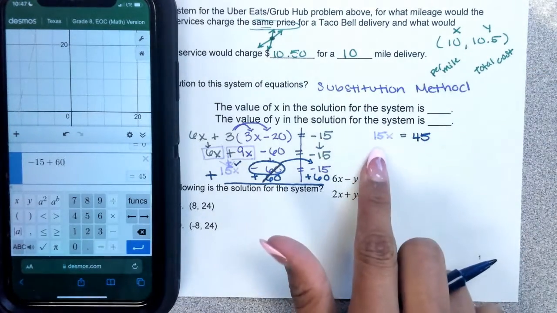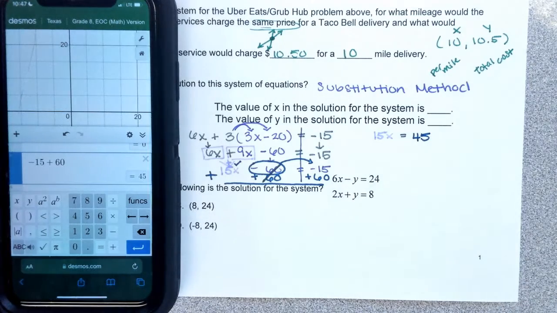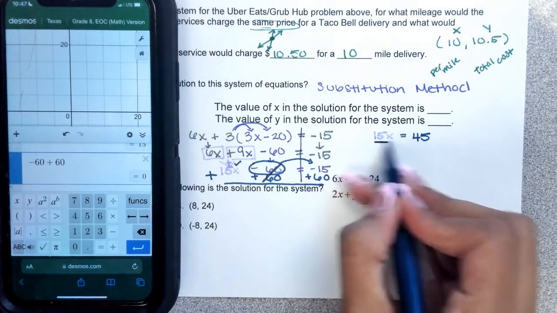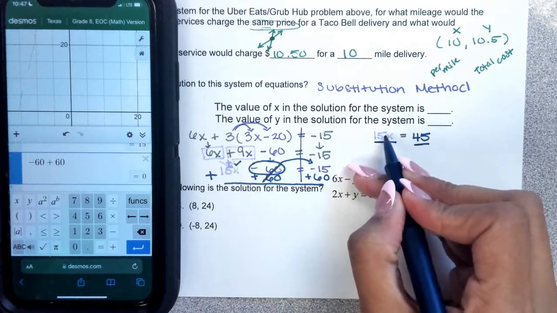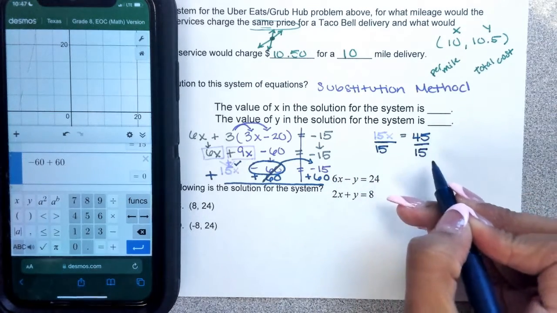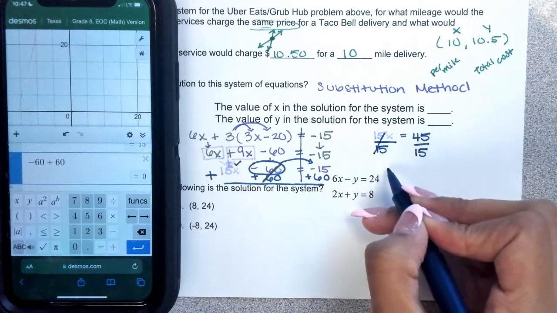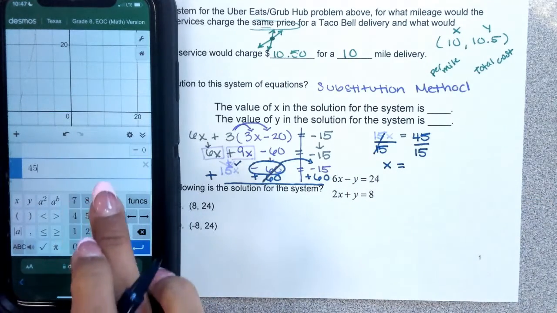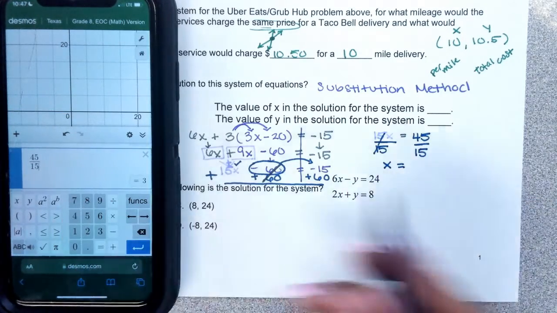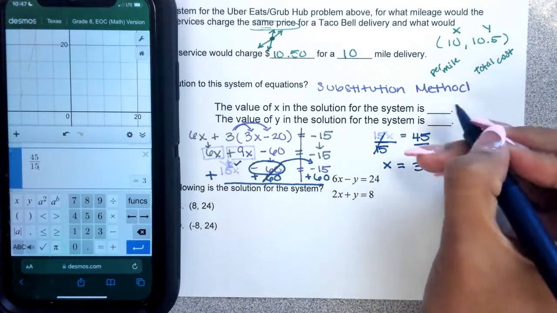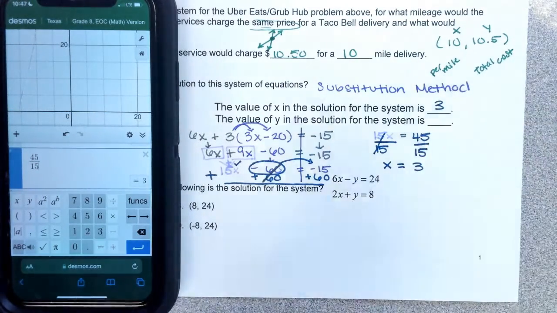My last step is to divide. So we're going to divide by the coefficient. My coefficient here is 15, the number next to x. So divide by 15, divide by 15. 15's cancel. X equals, we're going to do 45 divided by 15, which equals 3. So the value of x in the solution for this system is 3.